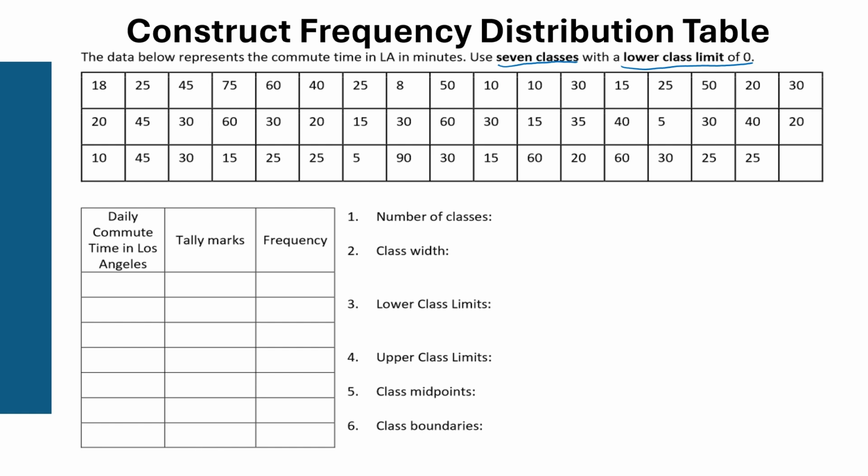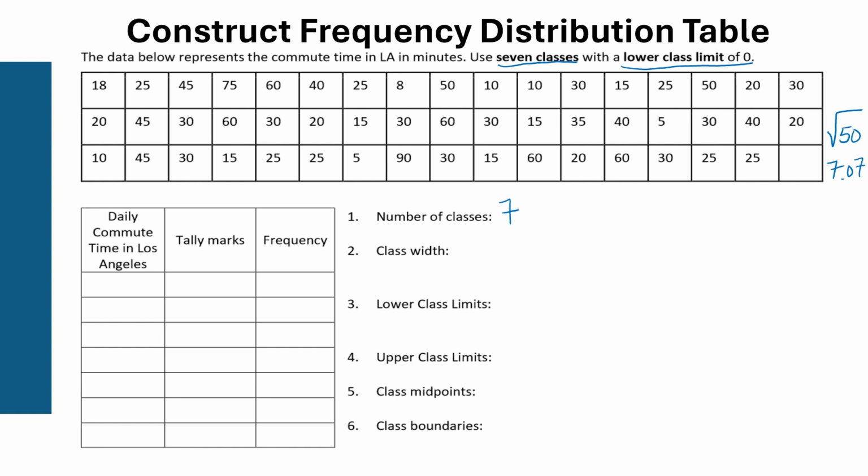In our problem, we are given the number of classes, which is 7. But if it's not given, another way to find the number of classes is simply taking the square root of the total number of data values you have. In our case, it's 50, and the square root of 50 is approximately 7.07, so we just use 7 as our number of classes.